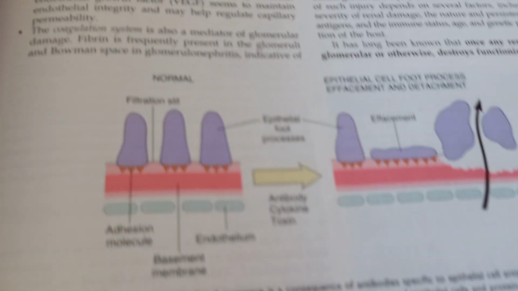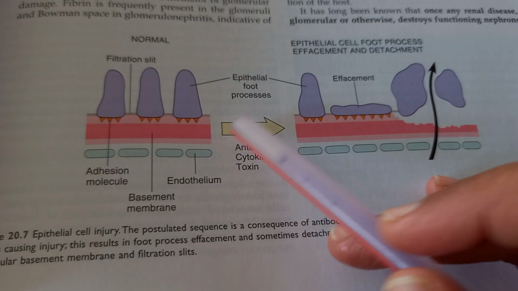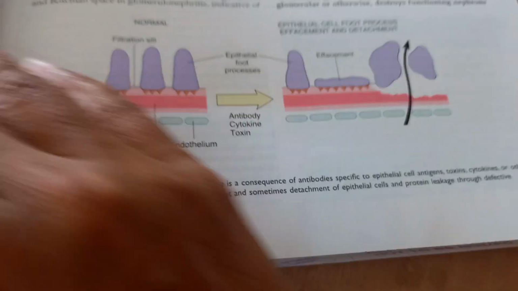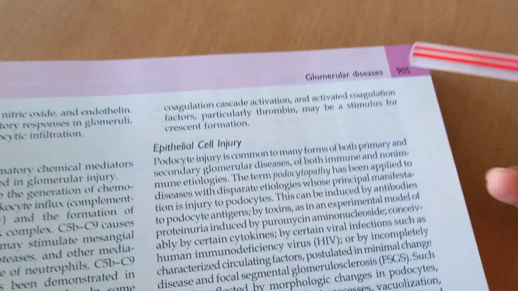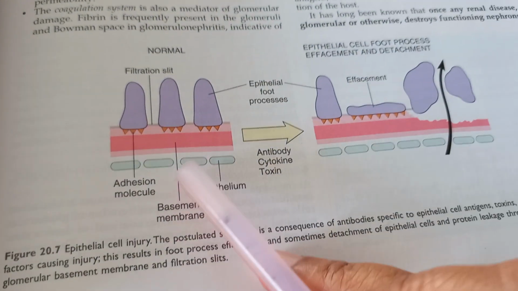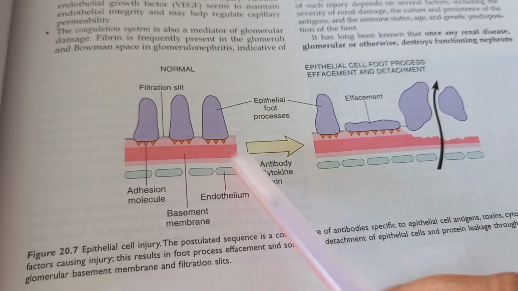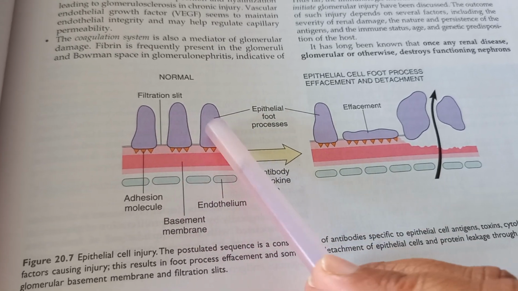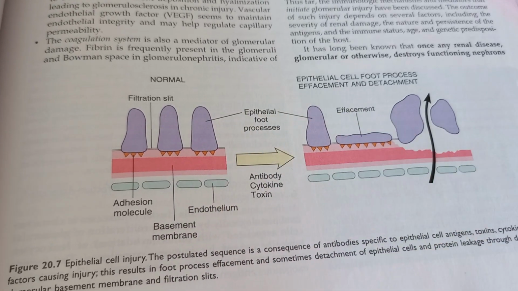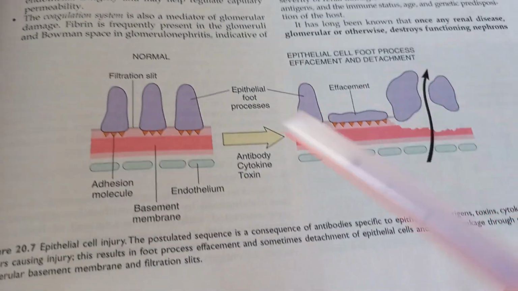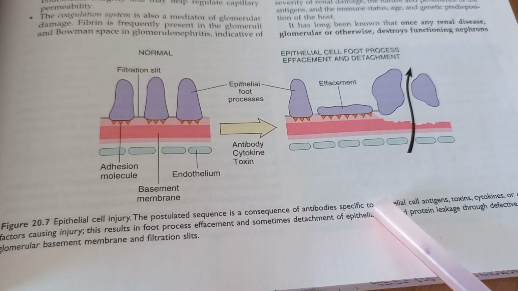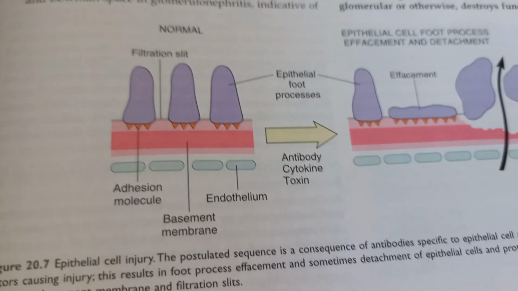So let's look at one more diagram here. What is this? Pancreas, isn't it? No, this is the glomerular disease chapter. Okay, glomerular diseases. So that's the kidney there. They are talking about the loss of this middle one. What exactly are these purple things? Adhesion molecules, epithelial foot processes. Oh, those are podocytes, that's what they call them, right? So epithelial cell injury.